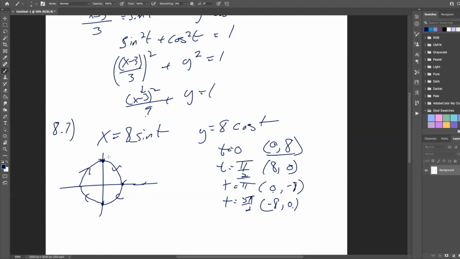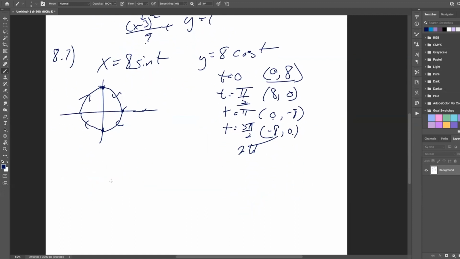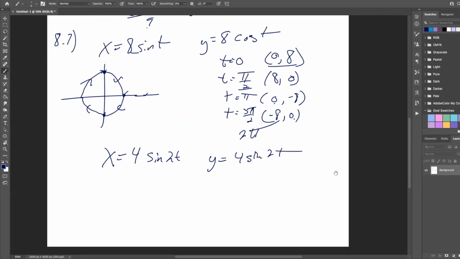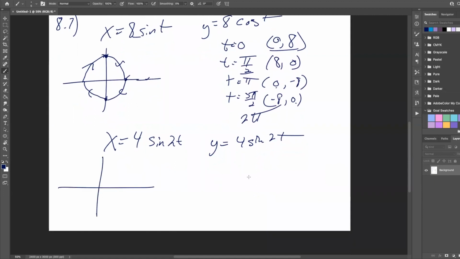So you can say how long it takes to do a single revolution. In this case, it takes 2 pi, right? Let's pretend we had some other number in here. Let's pretend we had, I don't know, x equals 4 sine of 2t and y equals 4 cosine of 2t. Let's just do another example real quick so you get used to this.